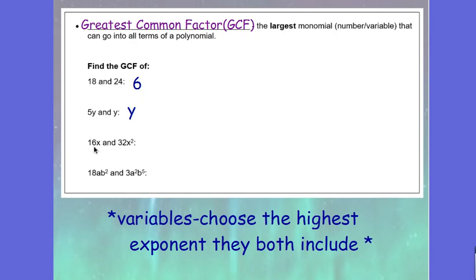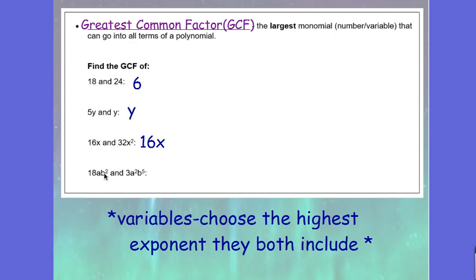If we take a look at 16x and 32x squared, both 16 and 32 are divisible by 16, so that would be the numerical GCF. But out of x and x squared, there's actually a power of x in common also. So I would state that the GCF is 16x squared. Sorry, just x. It couldn't be x squared because the first term, 16x, doesn't have 2 powers of x to take from it. So it can't have 2 powers of x in common if they don't exist. So just 16x is the greatest common factor.